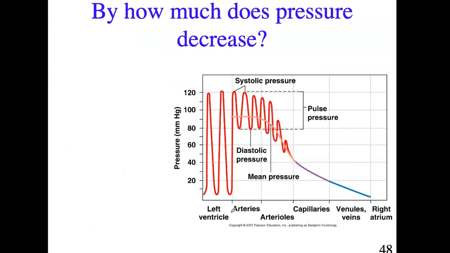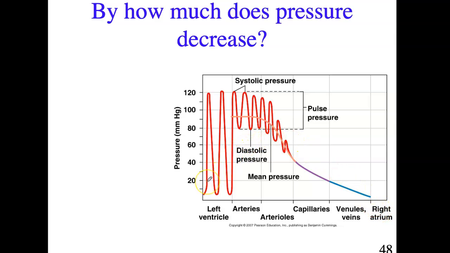But what we want to look at is by how much pressure does it decrease? And this is what always blows me away, you guys. Because let's look at this diagram. You have pressure measured here on this chart in millimeters of mercury. And here, what's happening in the left ventricle and the arteries and the little arterioles and the capillaries, and then it's going into the venules and finally back into the right atrium, correct?